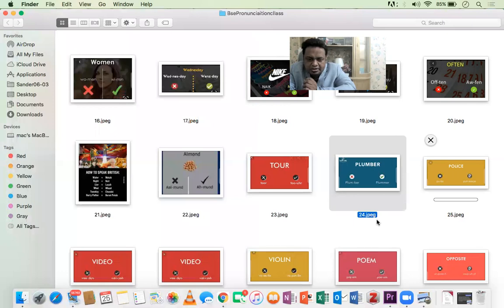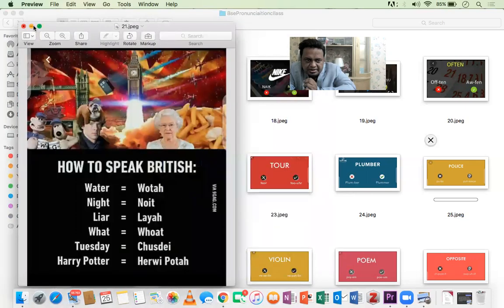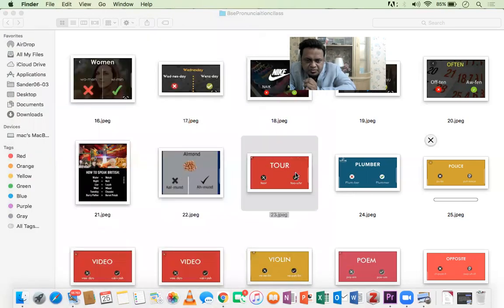So now let's move to the next one. And this one, that dry fruit is almond. I have almonds in the morning. So the L is, I would say, silent, giving a slight H sound. So it is almond. Yeah. And let's move to the next one.